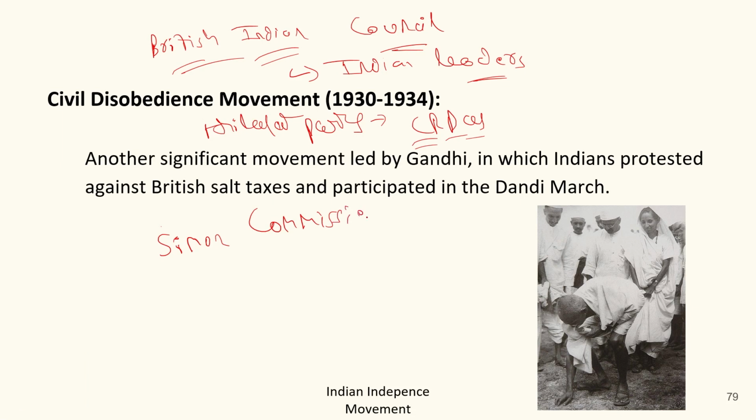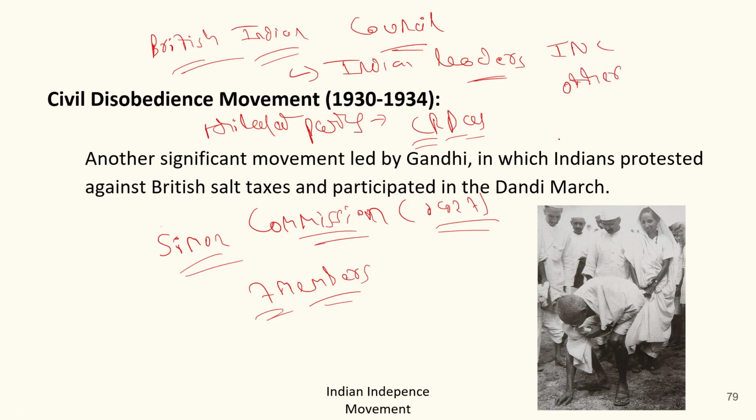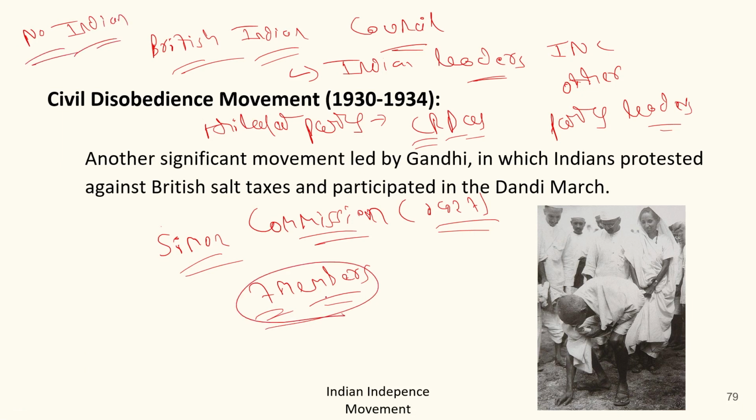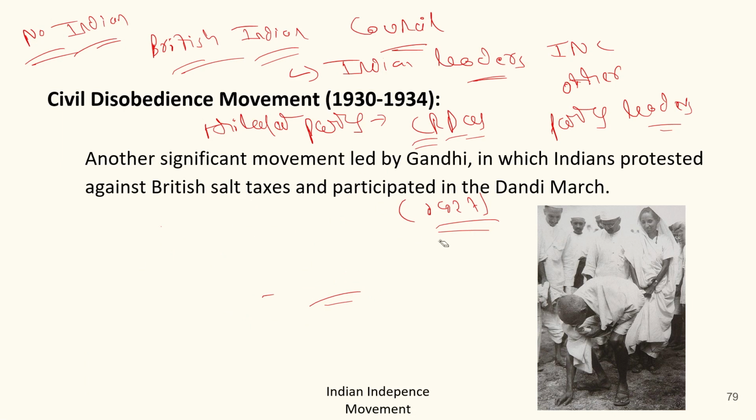the Simon Commission in 1927 with 7 members, and the Britishers declared that the Simon Commission was coming to India to see the possibilities to make Indians feel better in British administration. But both the INC leaders and other political party leaders protested against the Simon Commission. The reason behind this was that the entire commission was composed of 7 members and none of them was Indian. Due to this, the Indian National Congress leaders along with the various party leaders were protesting against the Simon Commission. Okay, so it was all about the Simon Commission.